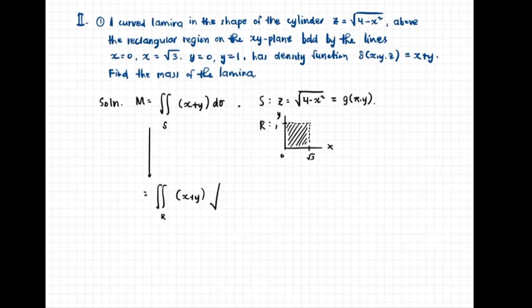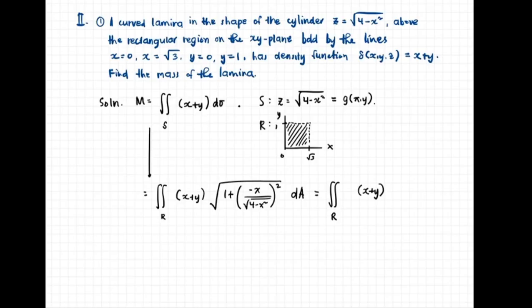D sigma is replaced by the square root of 1 plus g sub x quantity squared. You could compute here that the partial derivative of g of xy with respect to x is actually negative x divided by the square root of 4 minus x squared. While g sub y, since y is no longer present in this term, the partial derivative with respect to y is 0, dA. And so to simplify, we have the double integral over the region R of x plus y.